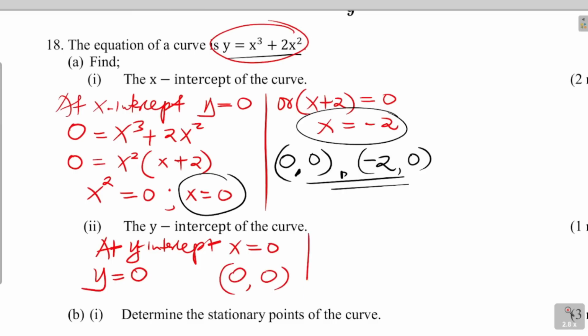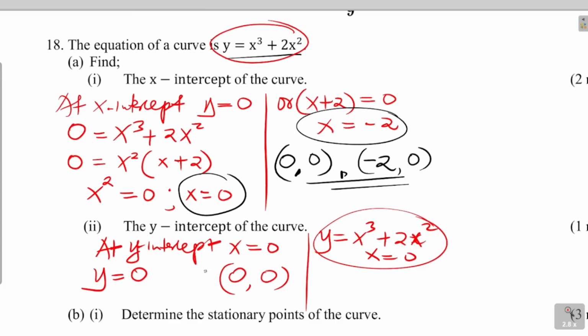What we've done is simply look at the function y equals x cubed plus 2x squared, and when x is 0, that is the y-intercept; when you substitute in this function, you get y equals 0. So x equals 0, y equals 0, the point (0, 0), is what you're supposed to give. That is the point where the curve cuts the y-axis. Part B1.